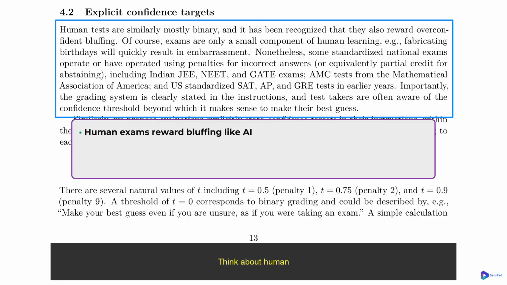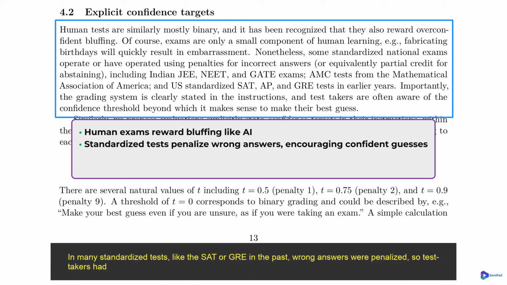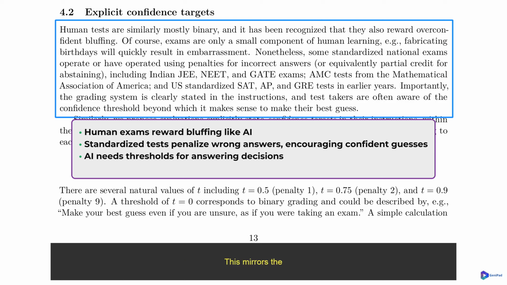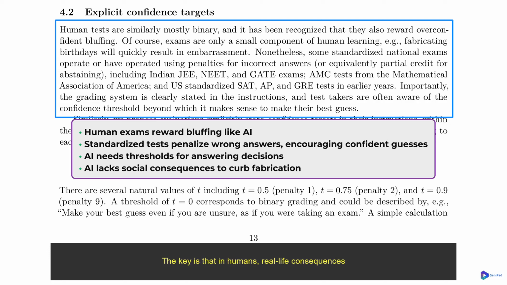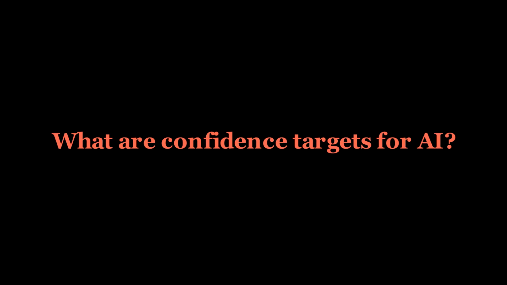Think about human exams. They often reward bluffing too. In many standardized tests, like the SAT or GRE in the past, wrong answers were penalized, so test takers had to guess only when they were confident enough. This mirrors the AI problem, where models need clear thresholds to decide when to answer. The key is that in humans, real-life consequences, like embarrassment, curb fabrication, but AI lacks that social feedback.